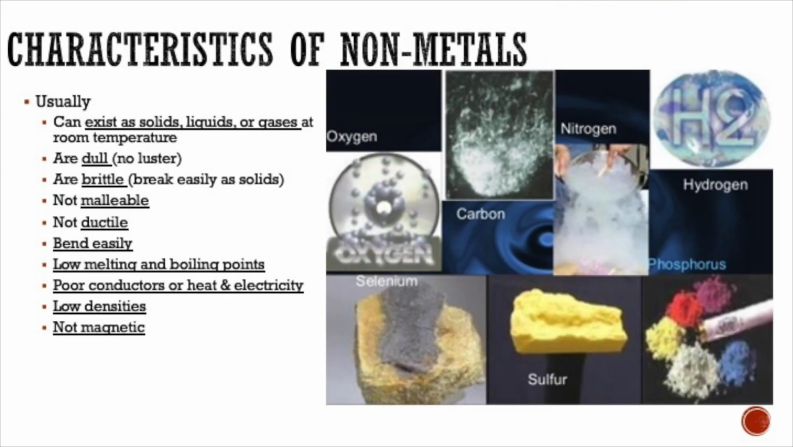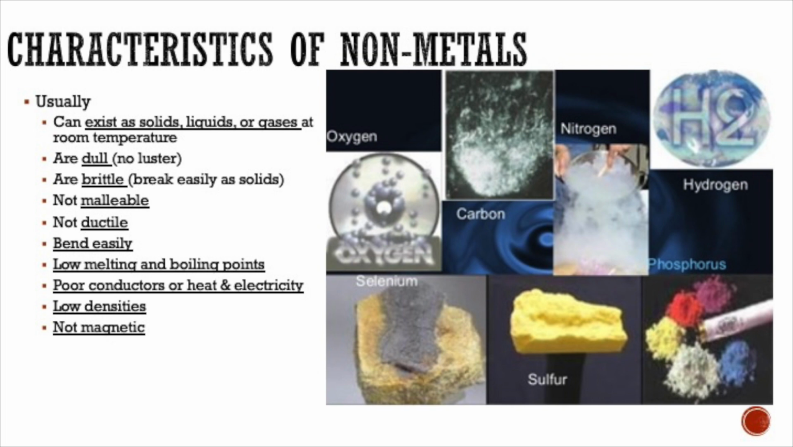Characteristics of nonmetals you need to know is that usually they can exist as solids, liquids, or gases at room temperature. So it's a variation there. Many of them are dull. They're not shiny. They have no luster. They're brittle, meaning they break easily. So they're non-malleable, non-ductile. They break very easily as solids.